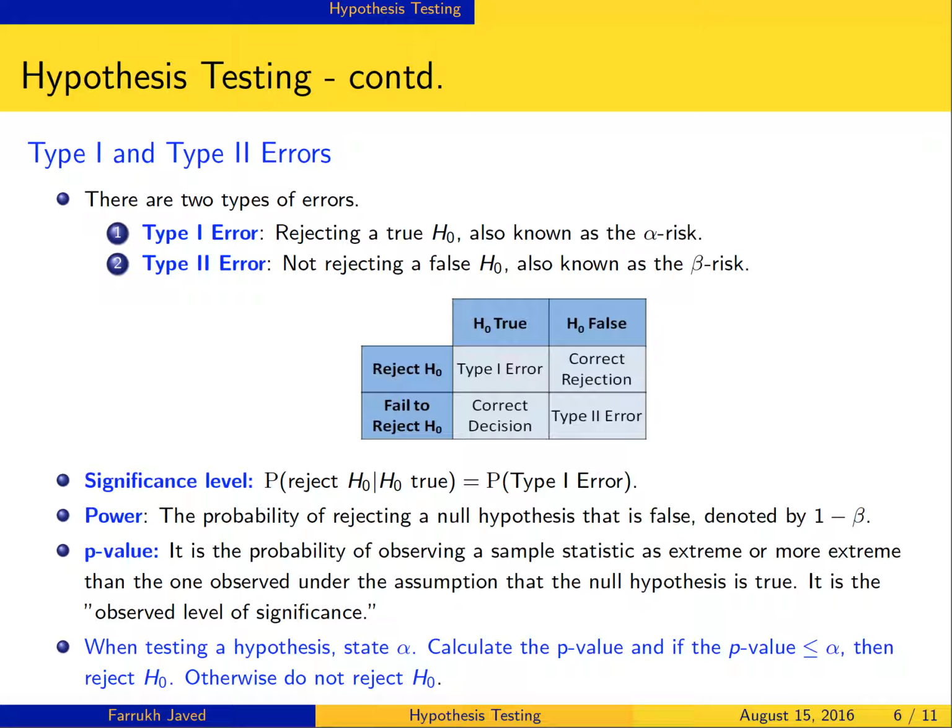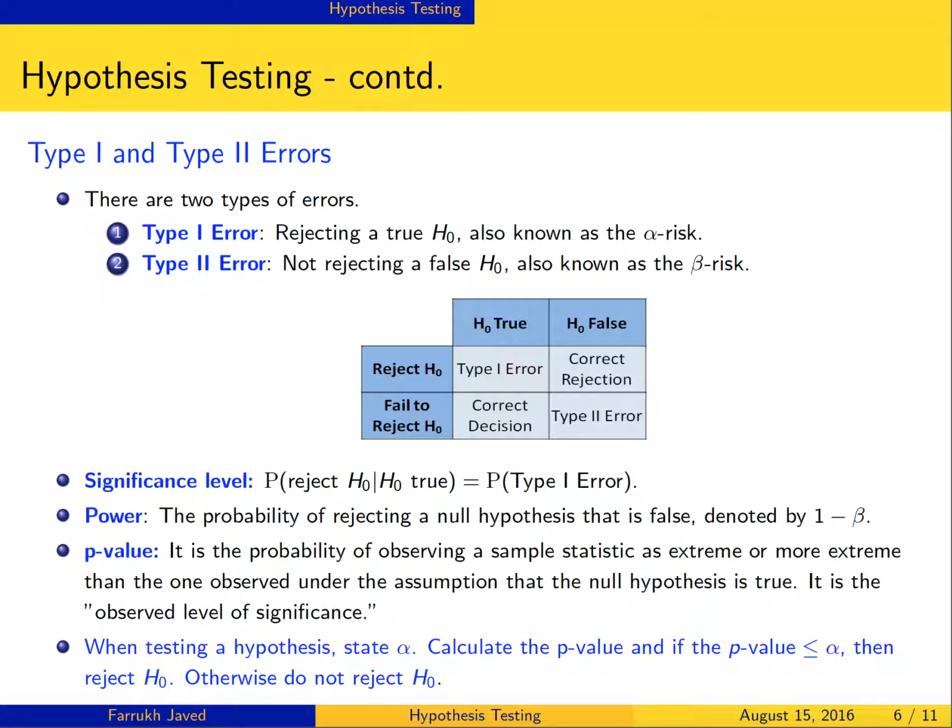Significance level is the probability of rejecting a null hypothesis when it is true, of course. This gives us the Type 1 error. This is what we call alpha. The power of a test is very important. Whenever we test a hypothesis, we calculate the power and size of the test. If the power and size of the test are good, then we say that the test is strong. The power of the test is the probability of rejecting a null hypothesis that is false.